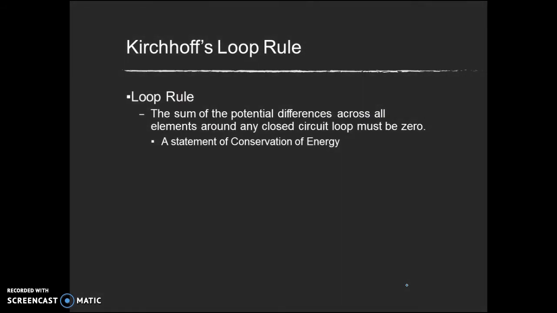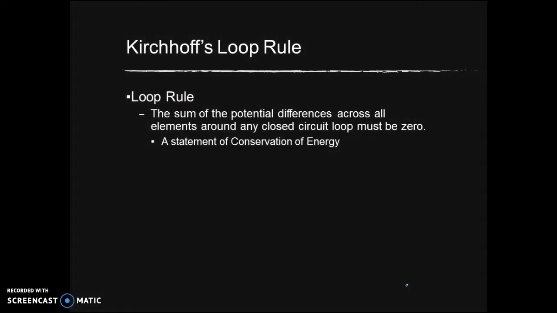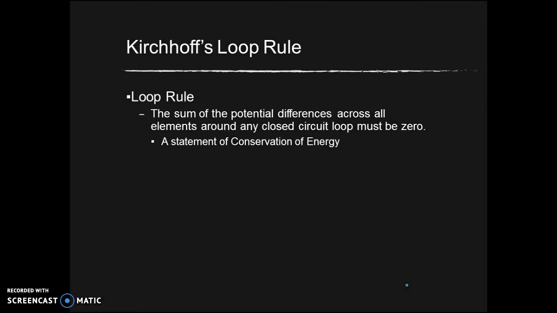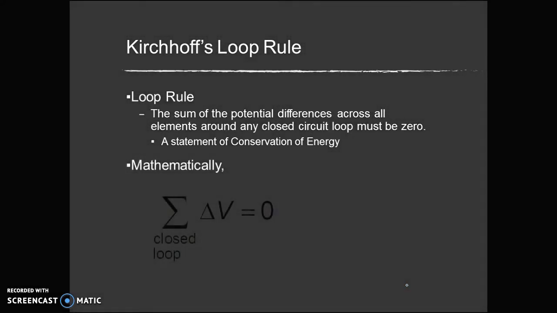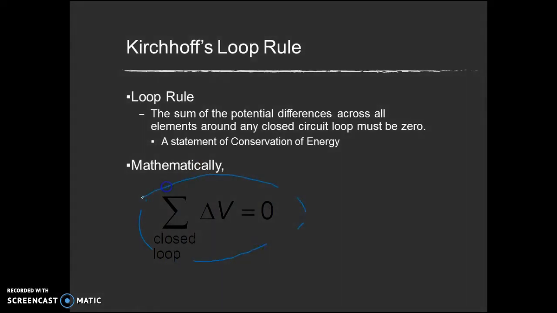Now, the loop rule states that the sum of potential differences across all elements around any closed circuit loop must be 0. It is a statement of conservation of energy, and the equation for the loop rule is shown here.